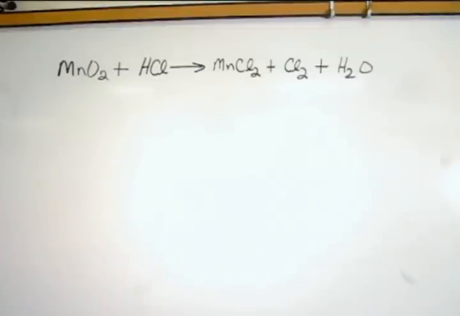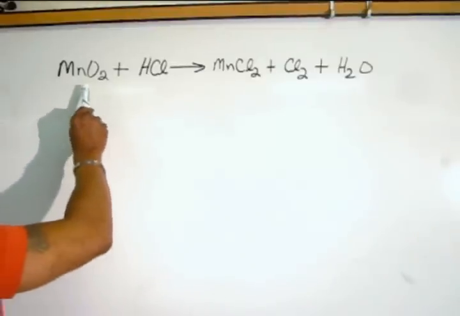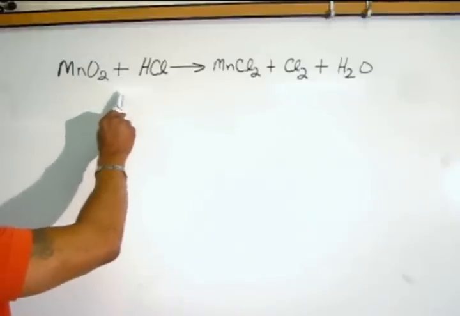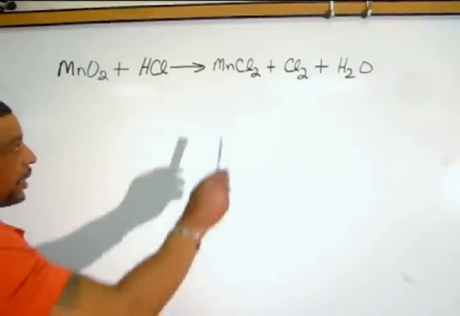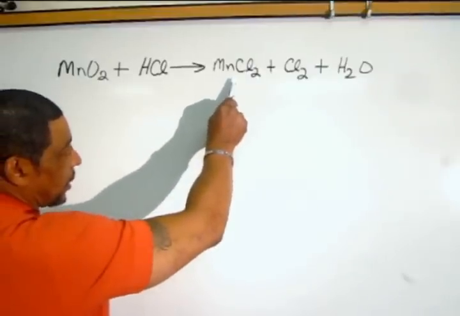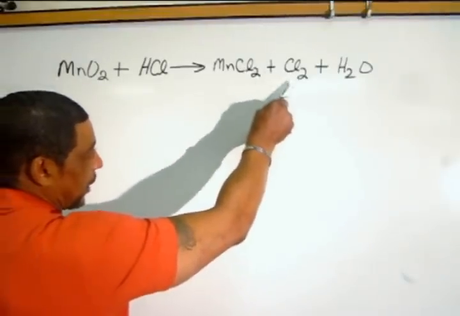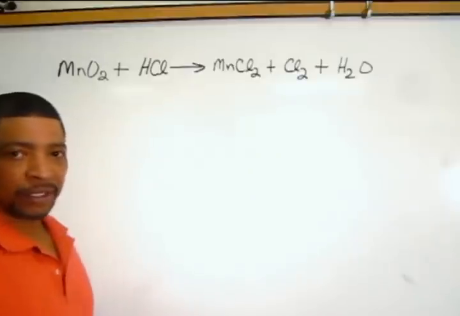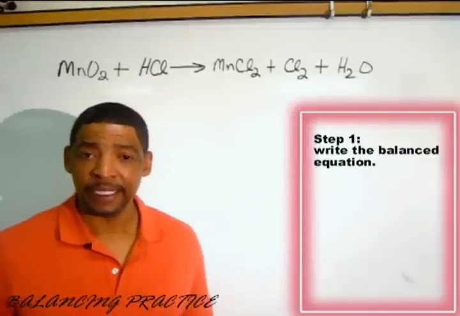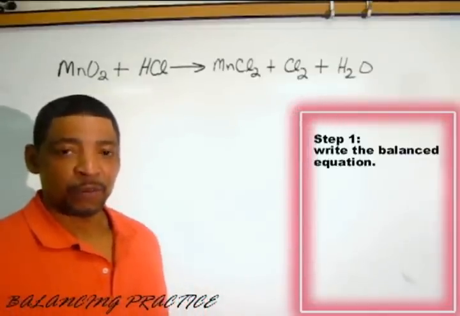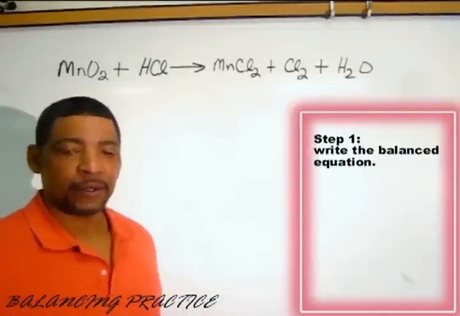Consider the reaction where manganese 4 oxide reacts with hydrochloric acid to produce manganese 2 chloride, chlorine gas, and water. The first step in determining the limiting reagent in any chemical reaction is to begin with a balanced equation.